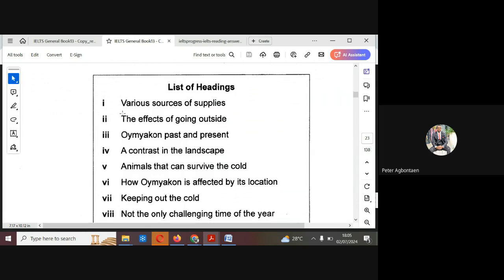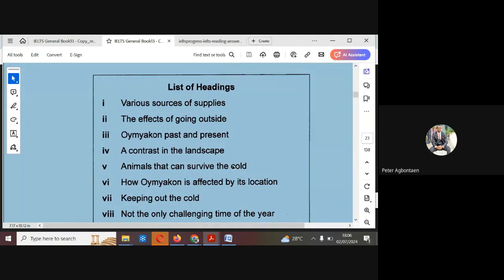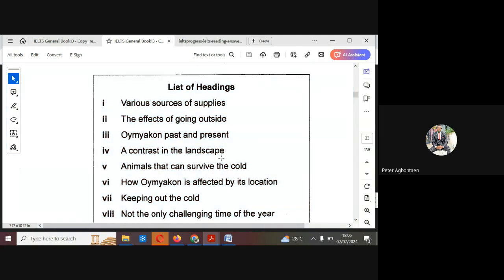What do you feel? What do you experience? What happens to you when you come into the open air outside in Oyemakon? So any paragraph that tells you this will be the answer to that paragraph. Now, this may be paragraph A or paragraph F or paragraph G, but any paragraph that tells you about what happens to you when you come into the open air in Oyemakon, this is the answer to that particular paragraph.